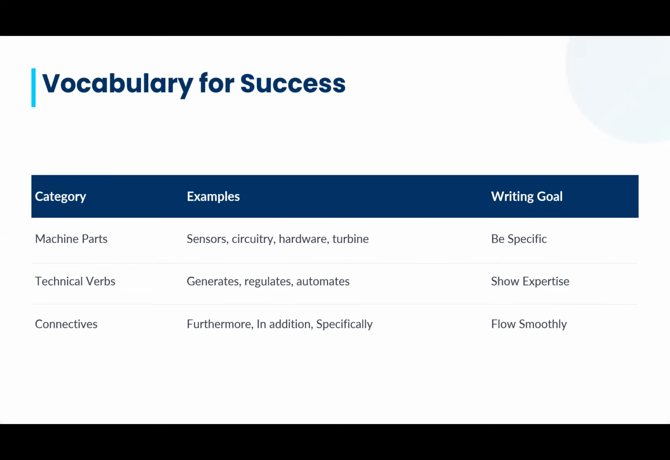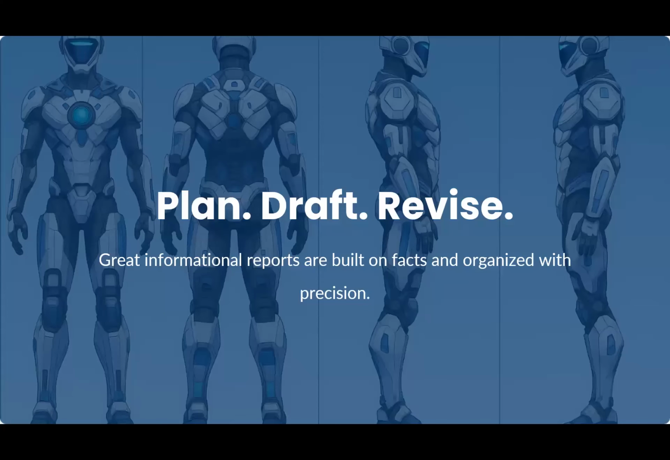Also, I can use some vocabulary to improve my writing and make it better in terms of lexical or in terms of words. For example, for the machine parts, I can use sensors, circuitry, hardware, turbines. I can also use technical verbs, as we said: generates, regulates, automates. As for connectives, I can use furthermore, in addition, and specifically. So you have to plan, to draft, and revise. Great informational reports are built on facts and organized with precision.